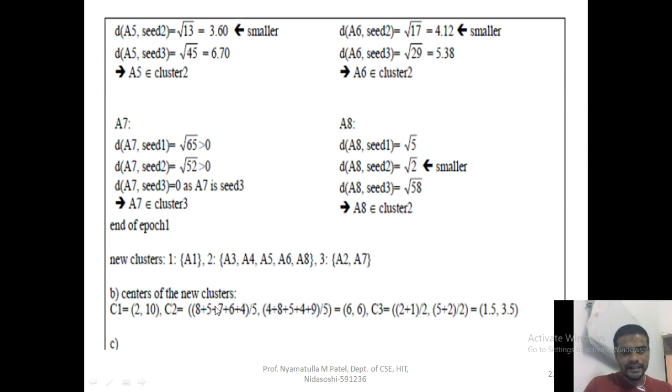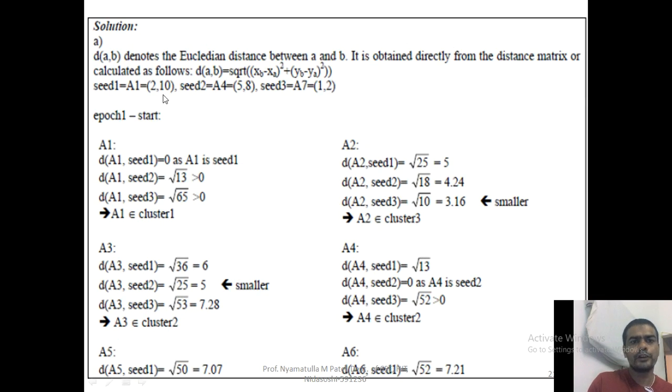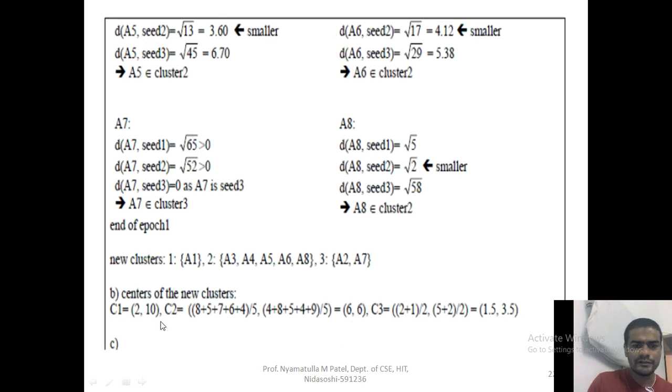So then, center of the new cluster. So what is the center of the new cluster now? C1. What is this? 2, 10. As there is only one point, A1 is equal to 2, 10. So it will remain as 2, 10 only.